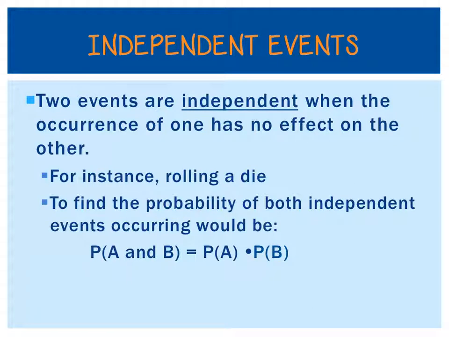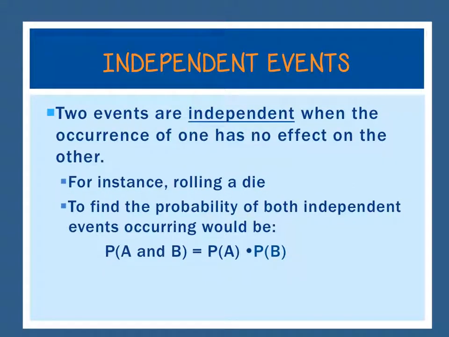All right, the last thing is an independent event. So 2 events are independent when the occurrence of one has no effect on the other. This is kind of like replacement and non-replacement. So for instance, rolling a die. If I roll a die, it doesn't matter how many times I roll it. If I roll it the first time, it is totally separate from if I roll it the second time because it's the same odds. Same thing as flipping a coin, or pulling something out of a deck and putting it back. Those would be independent events because you're starting with the same sample space every time.